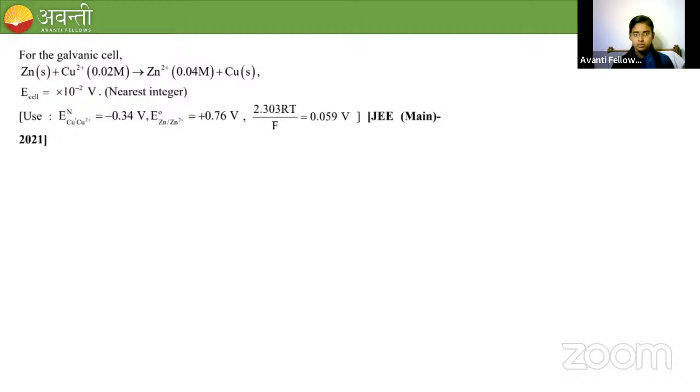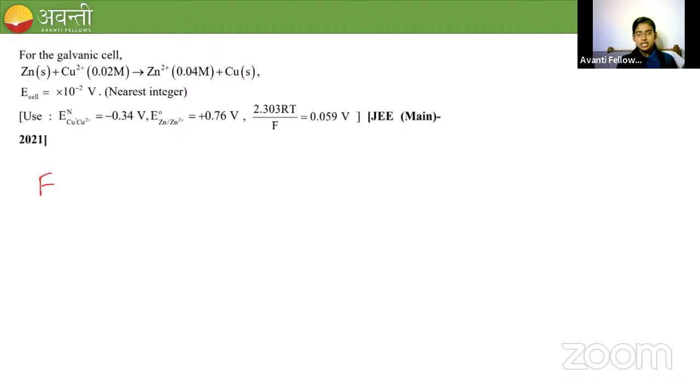So one more question from James. For the galvanic cell, zinc plus copper 2 plus giving zinc 2 plus and copper, E cell is equal to dash into 10 to the power minus 2 volt. And some values are also given here. So how will you find out the E cell? From the next equation only, we can find out the E cell, no?